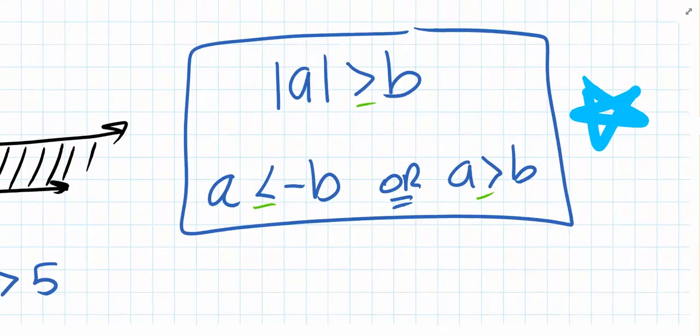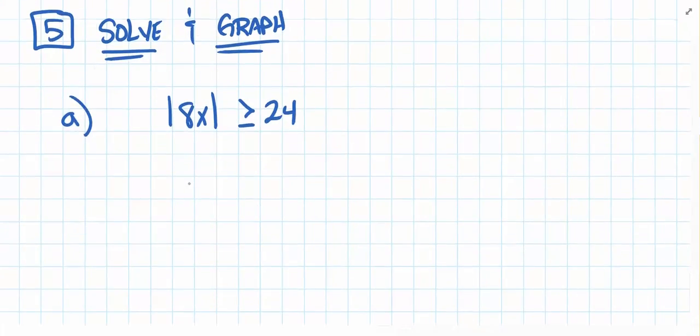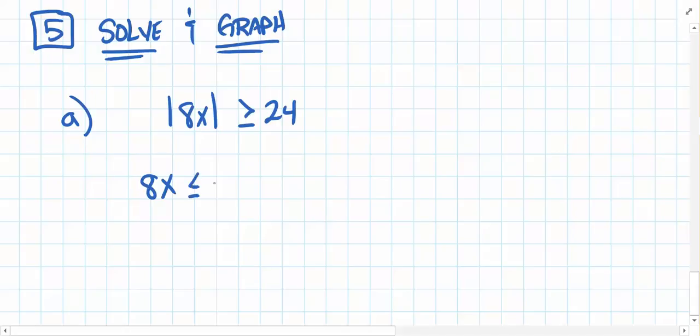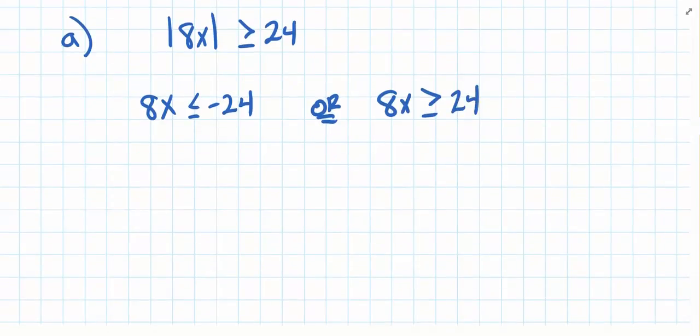So I set up a compound inequality with the word or. That's what I do. So here's what we do. I say, okay, either this means that 8x is less than or equal to negative 24, or this means that 8x is greater than or equal to 24. That's what that means. That's the meaning behind the absolute value inequality. Do you see the relationship of what we did? Of why we did it that way?